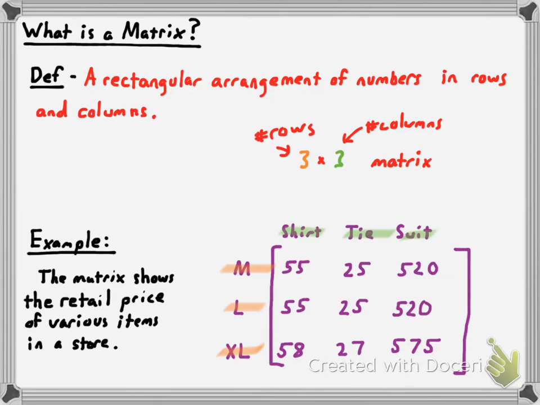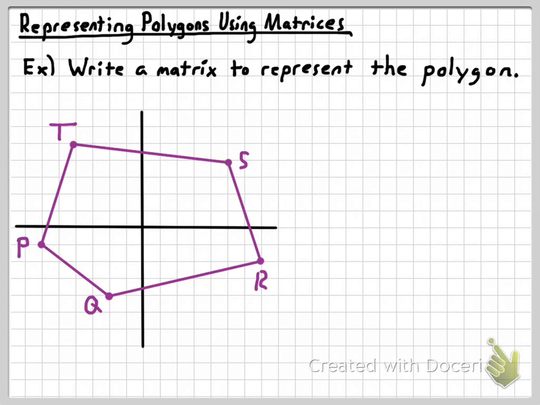All right, well, let's do some geometry with matrices. That's the whole point of this video. What we're going to do first is learn how you represent polygons, or the vertices of polygons, using matrices. And the directions simply say to write a matrix to represent the polygon. You see this pentagon here, PQRST. What we're going to do is write a matrix that simply says what are the coordinates of each of the points of PQRST. All right, well, how is that going to work out?